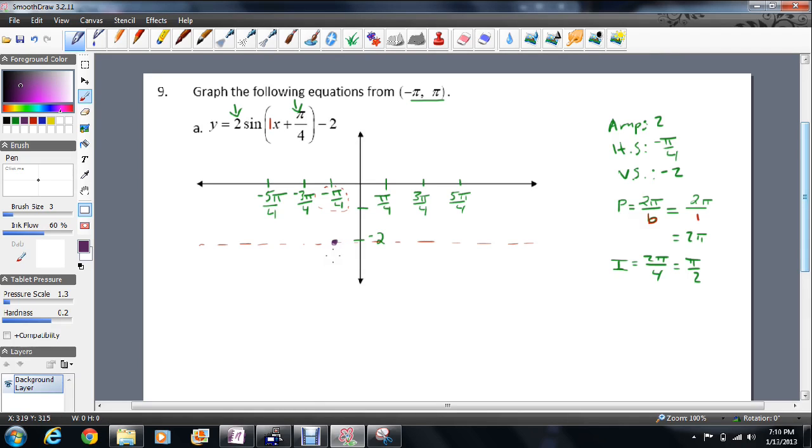And does sine increase or decrease? Well, it starts out increasing. So I'm going to increase the amount of my amplitude. So I'm going to go not here, but I'm going to go here because the amplitude's 2. Now, it's just going to oscillate back and forth. So now it's going to drop back down to the center line.